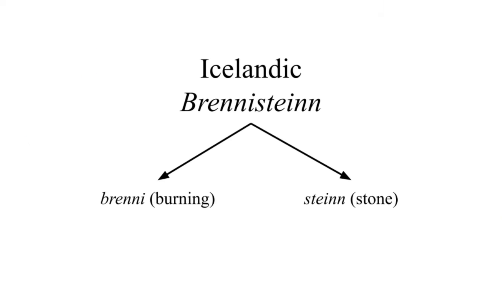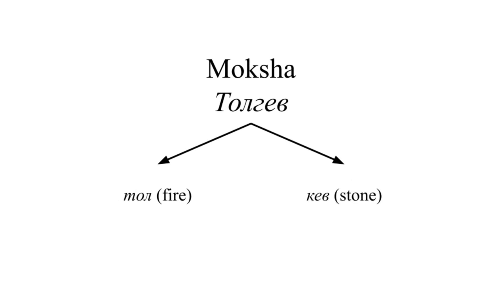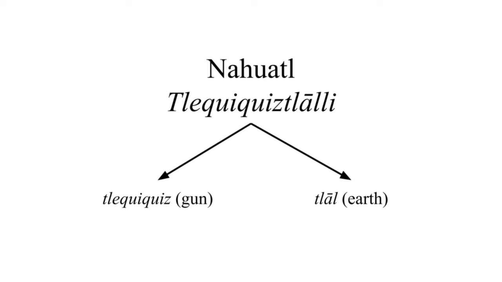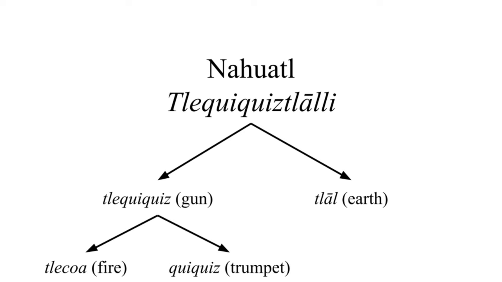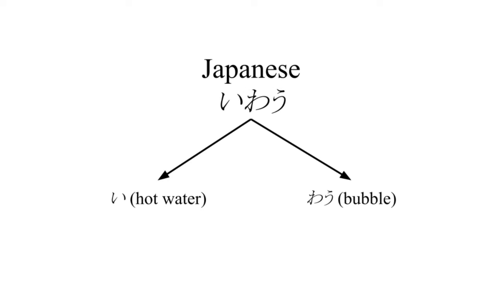Icelandic uses the term brennestein, which you may notice is a cognate with brimstone, both of which mean burning stone, making them the same as the Moksha word for silicon. Nahuatl is gun earth, or gunpowder, and I would love to point out that the Nahuatl for gun is fire trumpet, and finally Japanese is hot water bubble, referring to the bubbles of sulfurous gas released from hot springs.